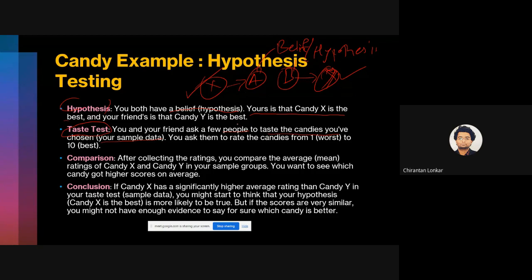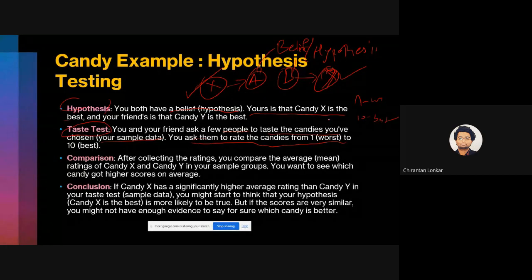And let's say you have a couple of friends. Make sure those friends are unbiased. Or let's say you take some random people. Let's say I take 50 random people and I'm going to ask them to taste both the candies. So you ask them to rate the candies from 1, which is worst, to 10, which is best.